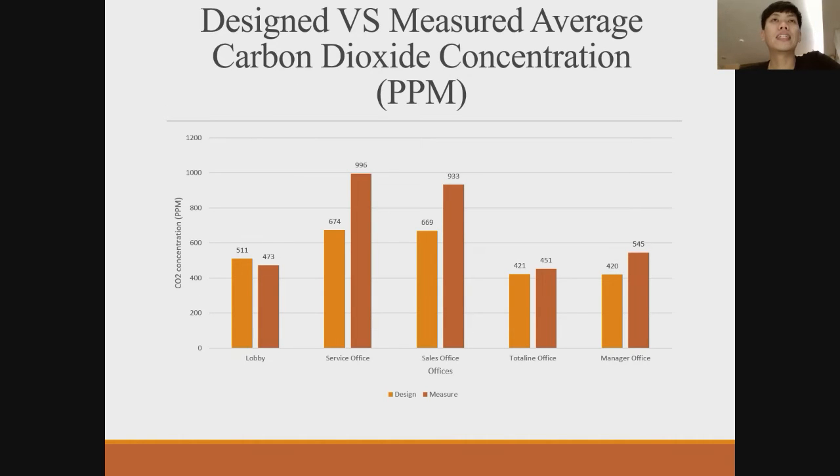Lastly, for the carbon dioxide concentration, the measured data of the service and the sales office are higher than the design data, around 322 ppm, which is 32%, and the sales office is 264 ppm with 28.3%. A higher concentration of CO2 will cause stuffy air and headaches to occupants. The express standard says office CO2 concentration must be lower than 1000 ppm. We can see that the average result is quite near to 1000 ppm, so it will be a problem to the occupants.